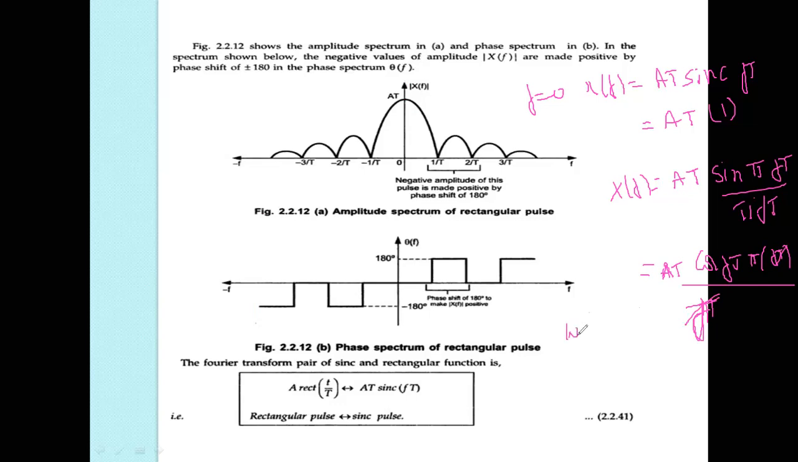And when f is equal to 1/T, it is AT cos π only, cos π. X(f) is AT into cos π. And for 2π, f equal to 2/T, the cos 2π, cos π is 180 degrees, and cos 2π is also the same value, and 3π is also the same. It is decreasing. Let us see.